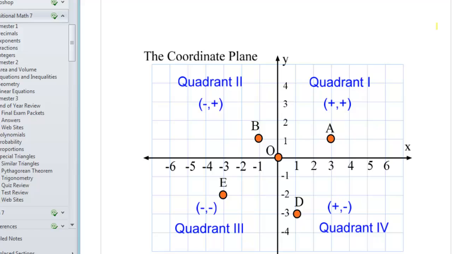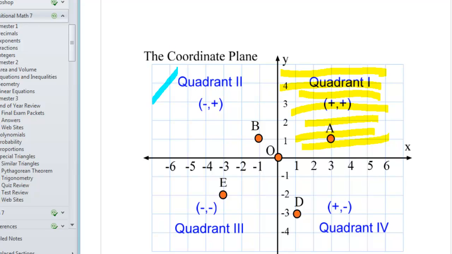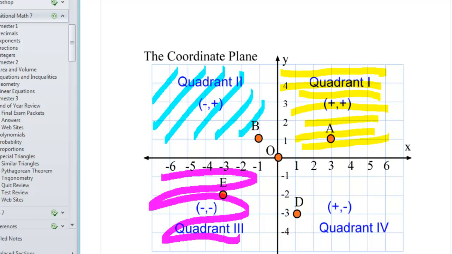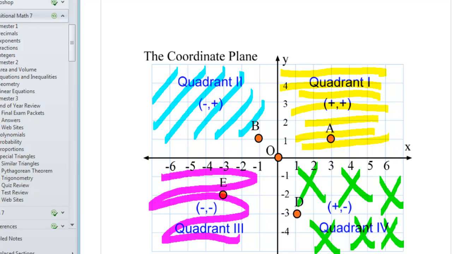When we're looking at a coordinate plane, it is broken up into 4 parts. They're called quadrants. That's quadrant 1. This is quadrant 2. This is quadrant 3. And this is quadrant 4. It's broken up into 4 parts based on how the axes intersect. When you're trying to figure out how to label the quadrants, they go in what's called counterclockwise order.